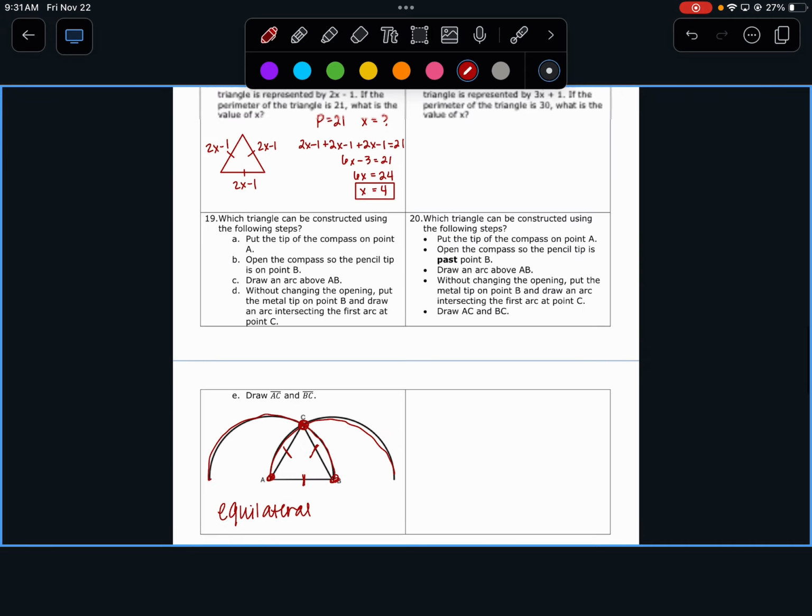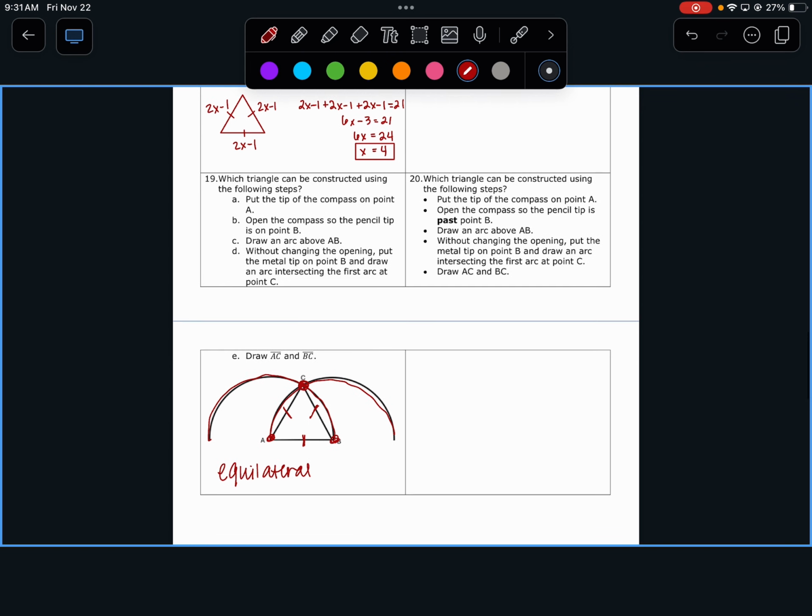Okay, for number 20, if we had kind of a similar setup, so this is A, this is B, and then we put our compass here, but then we measured greater than or past point B, then we would have an arc like that. And then same thing with point B, we would have an arc like, oop, that was ugly.